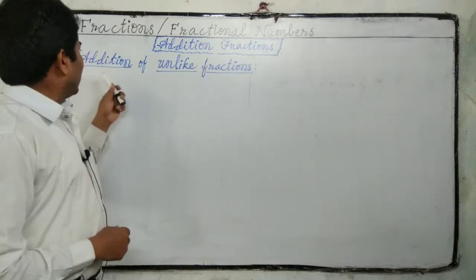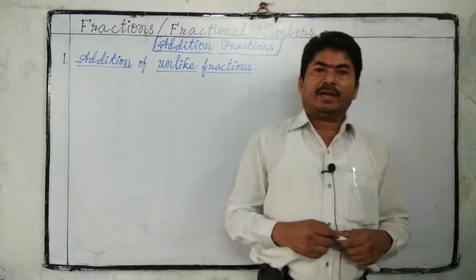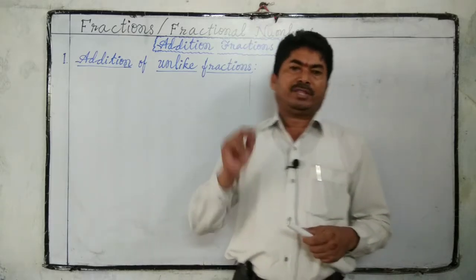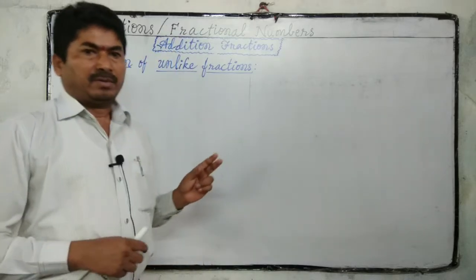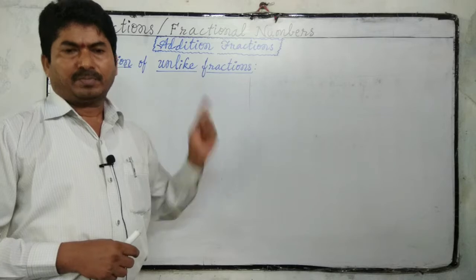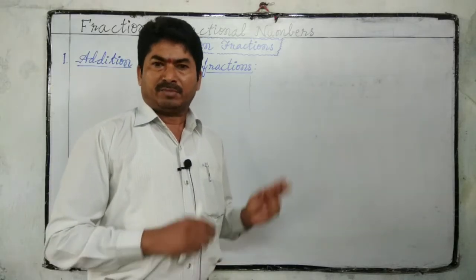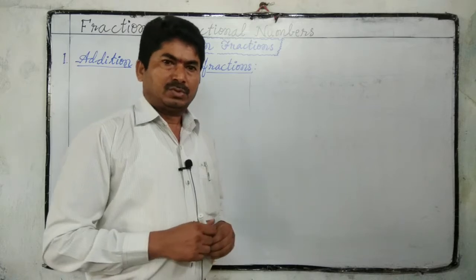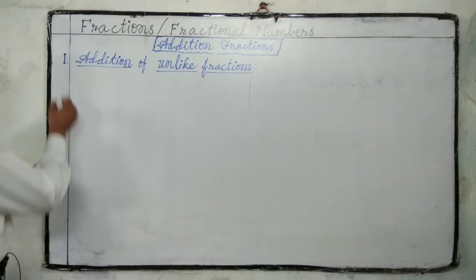Now, addition of unlike fractions. To find the addition of unlike fractions, we have two methods. Method 1, making given unlike fractions as like fractions. Method 2, taking the LCM of the denominators. So let us learn one by one, taking one example.